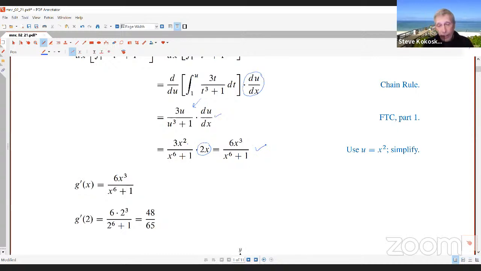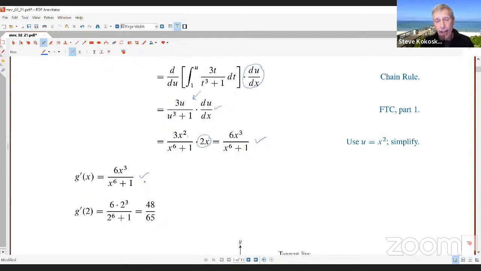I've sort of combined everything or written this conclusion here. I have g prime of x equal to this rational expression, and I was asked in this problem to find g prime of 2. So I plugged in x equal 2, and I did a little bit of simplification, and I got 48 divided by 65.